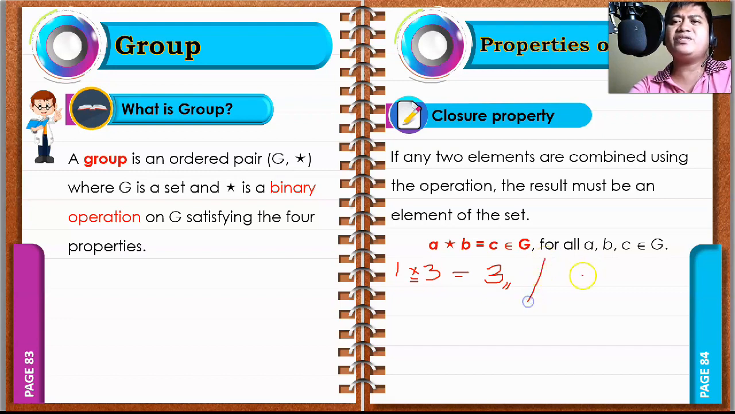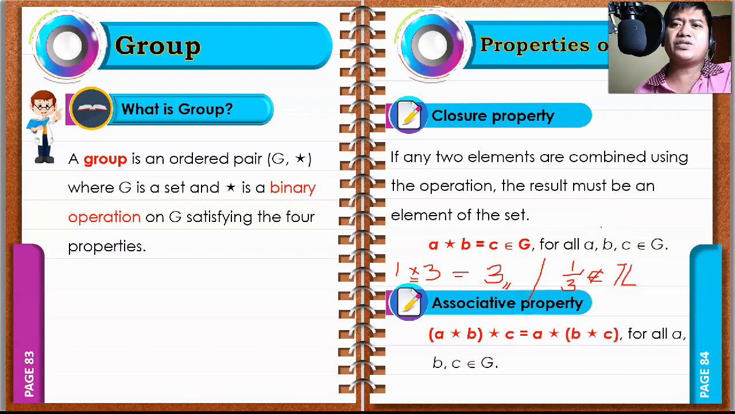But take note that integers are not closed under division. For example, we have 1 divided by 3, and 1 divided by 3 is 1/3, and 1/3 is not an element of the integers. So therefore, Z is not closed under division. Take note also that Z is closed under addition and also under subtraction. For the next property, we have the associative property.